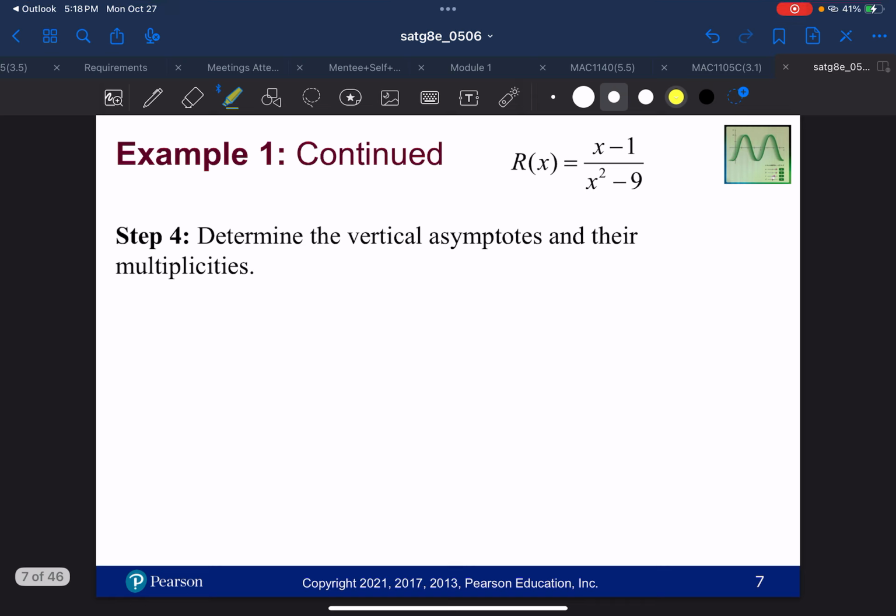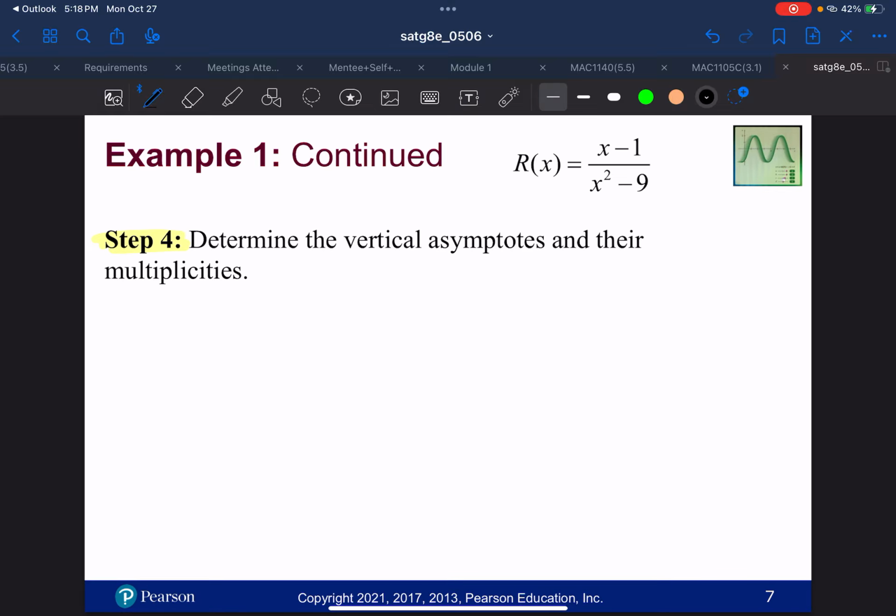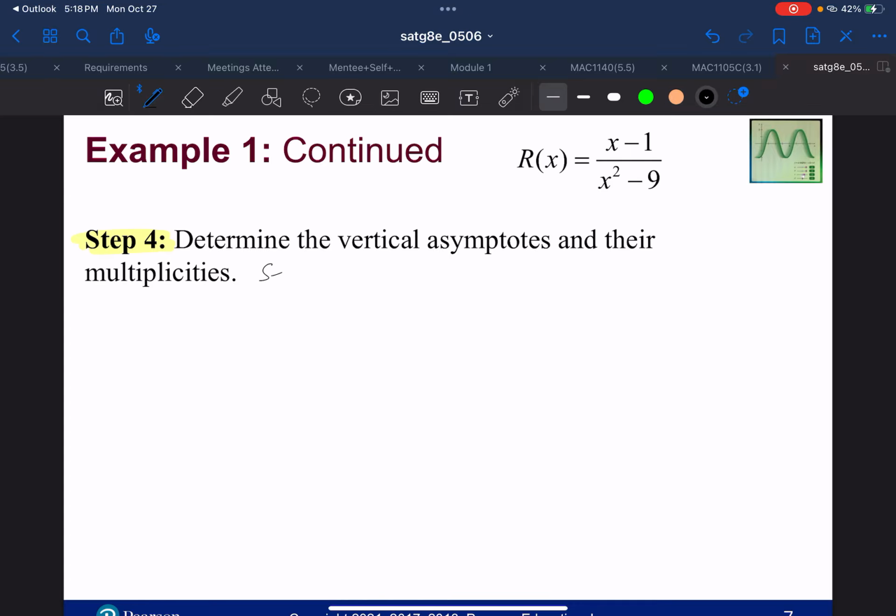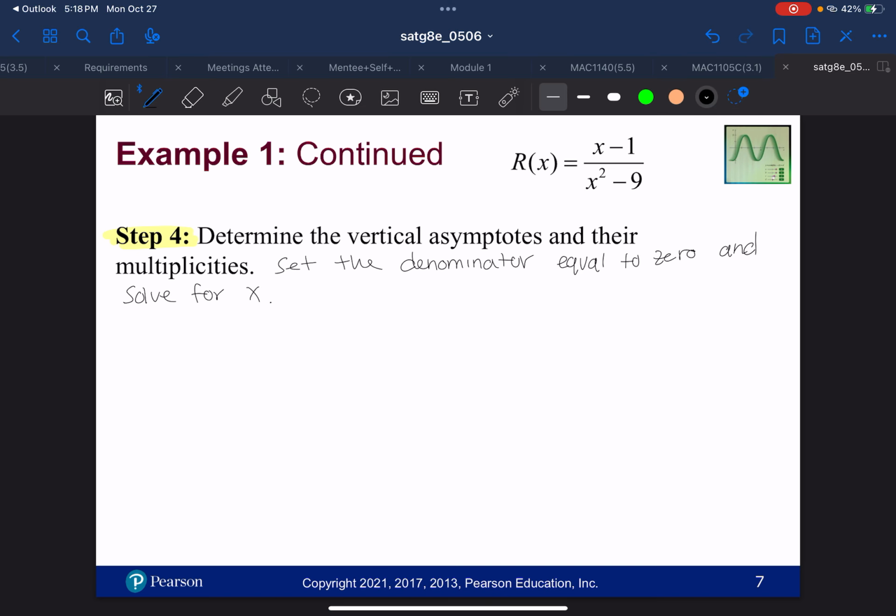Okay. Next step is we will find the vertical asymptotes and their multiplicity. So remember, to find the vertical asymptote, we set the denominator equal to 0 and solve for x. Okay, I'm going to go ahead and rewrite r of x as its factored version, x minus 3 and x plus 3.